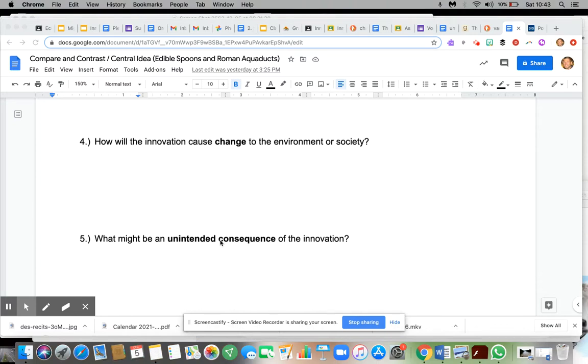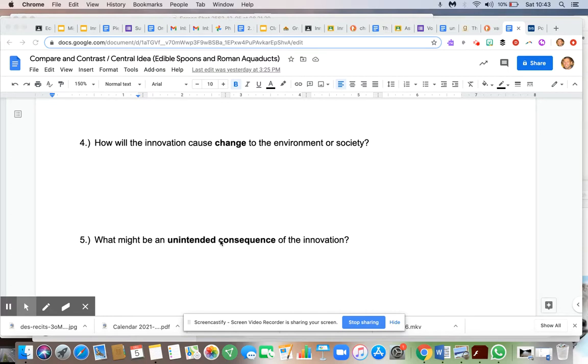And then last, what might be unintended consequences of the innovation? So really think that through. It might not be in the article. You might have to use your abstract thinking to really get at what are some of the possible unintended consequences of either the edible spoon or the aqueducts.